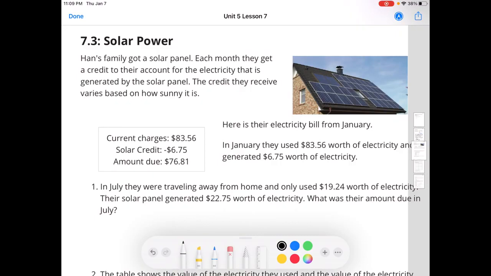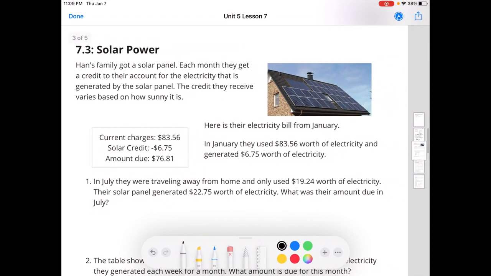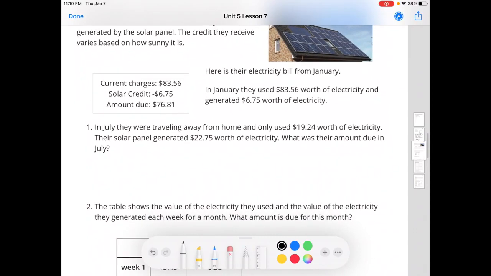Here we see their electricity bill from January. They used $83.56 worth of electricity, but they generated $6.75 worth of electricity. In July, they were traveling away from home and only used $19.24 worth of electricity. Their solar panel generated $22.75 worth of electricity. So how could we determine the amount that they had to pay in July?